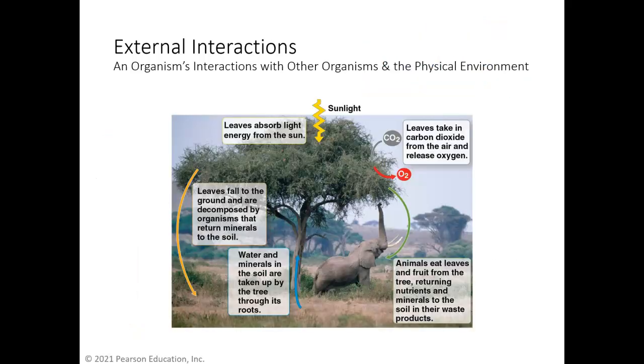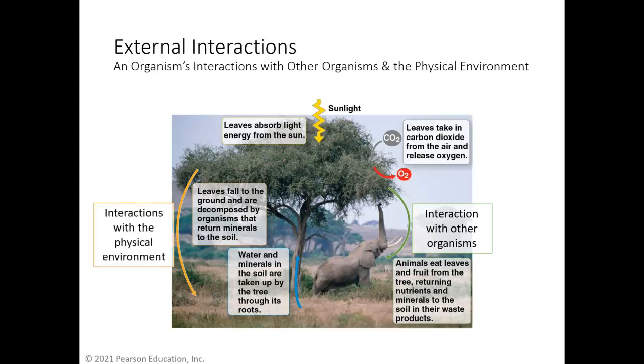Starting with examples of external interactions, this elephant is eating or interacting with another organism, the tree. The tree is interacting with the physical environment. It's taking up carbon dioxide from the air and water from the soil, and it's dropping its leaves to the ground. Internal interactions happen inside an organism.